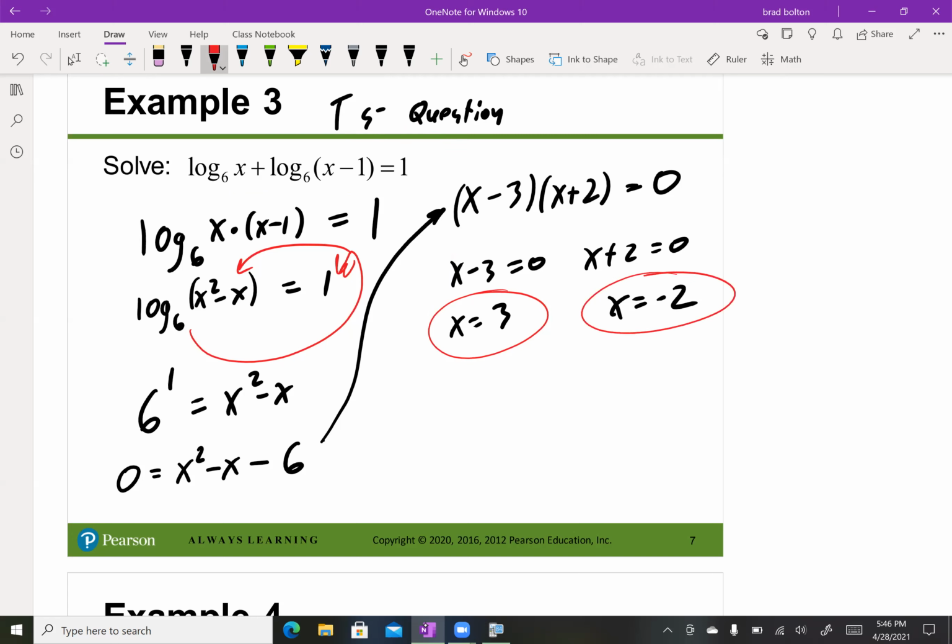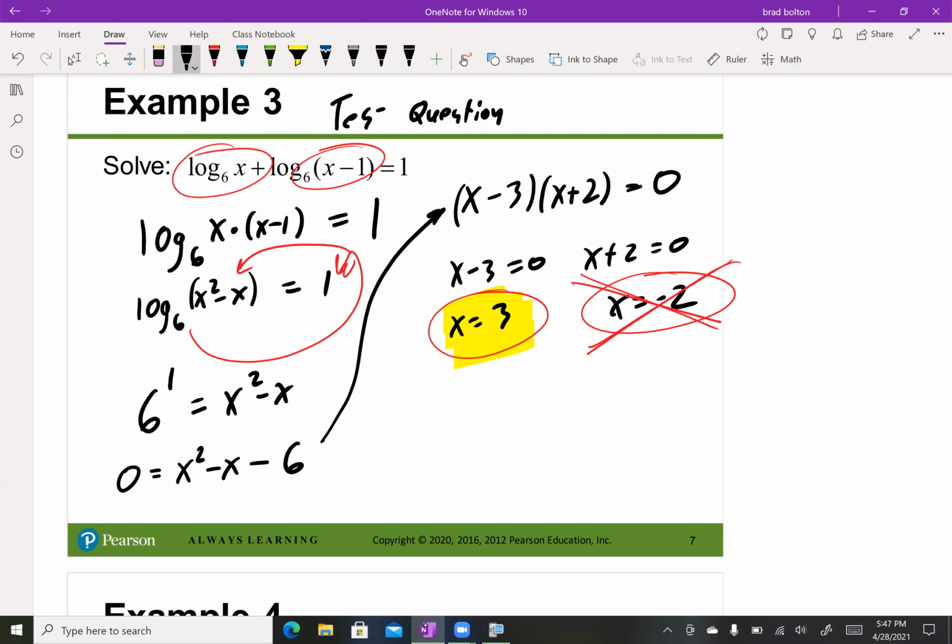However, when I take negative 2 and I put it in here, it's broken, and it also breaks in there. Again, it only has to be a domain issue in one of the logs, but it turns out in both of them, negative 2 would cause a domain issue. So negative 2 is not an answer. Our only true answer is x equals 3, and we threw out negative 2. It is not a valid solution for this.